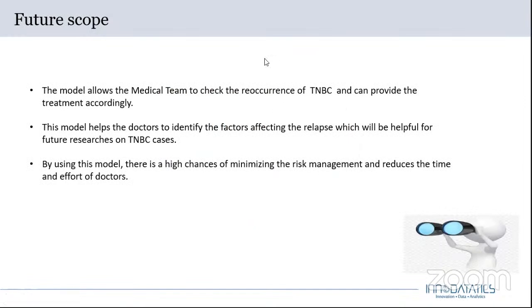Now, the future scope. Kudos to data science for giving this very important information in prediction and analysis. As it is a very sensitive medical area, we would like to give the future scope to the medical people in identifying more research and also finding the best treatments. This model allows the medical team to check the reoccurrence of TNBC and provide the treatment accordingly. This model helps doctors identify the factors affecting relapse, which will be helpful for future research on TNBC. We identified that there are 5 features which are mainly important.